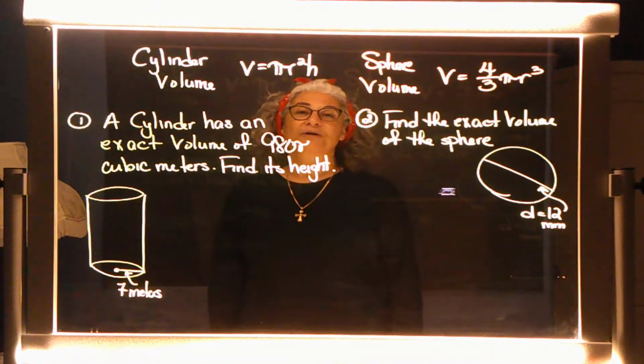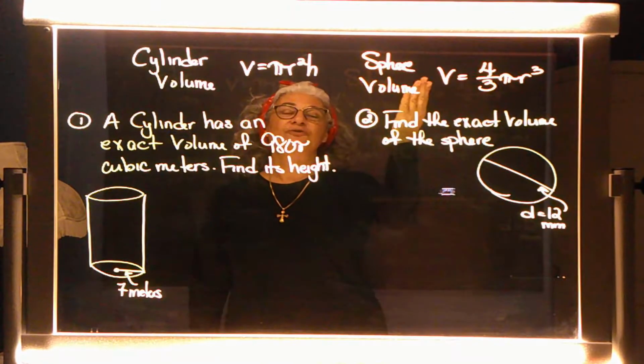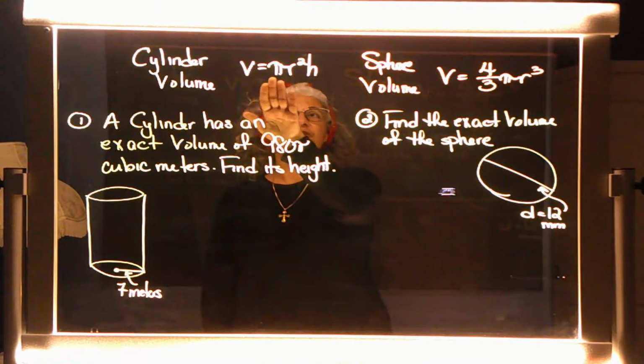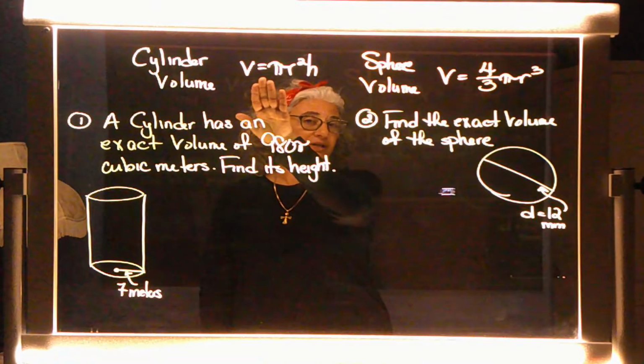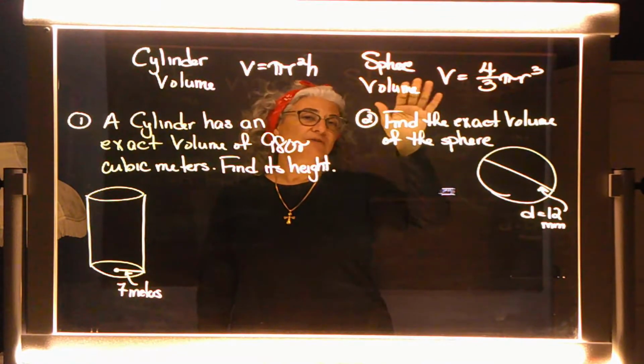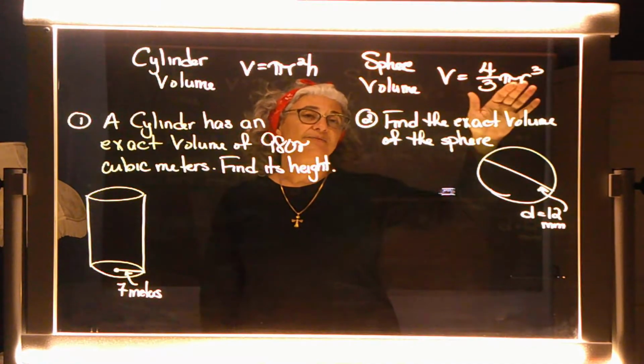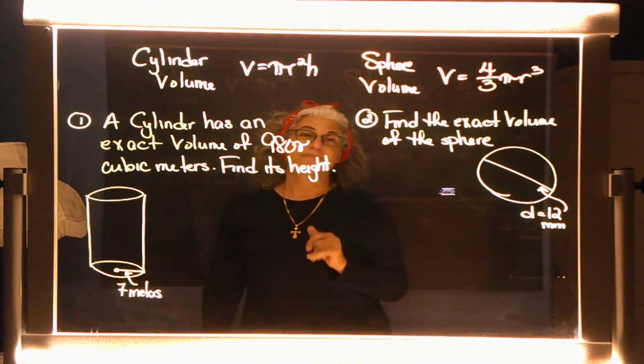Okay, so let's scoot on. Up top here, they gave me two formulas. One is the formula for the volume of a cylinder, and it's V equals pi r squared times h. The other one is for the volume of a sphere, and it's V equals 4/3 times pi times r cubed. Now, here's the deal.